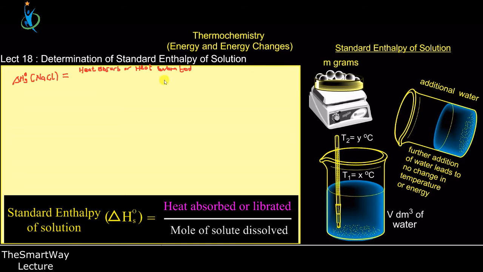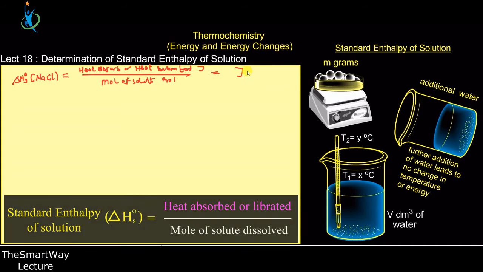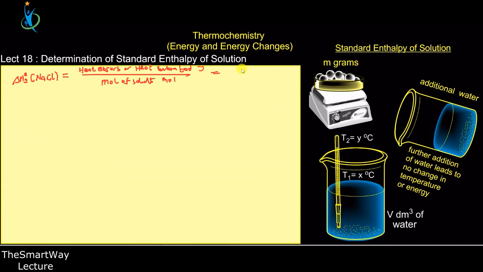Now you divide it by the what? By the mole of the solute. Divide by the mole of solute. And we know that heat is given in joules, and this is given in moles. So that means our final result is going to be in joules per mole. And because the values will be too big, we'll express it in kilojoules per mole.